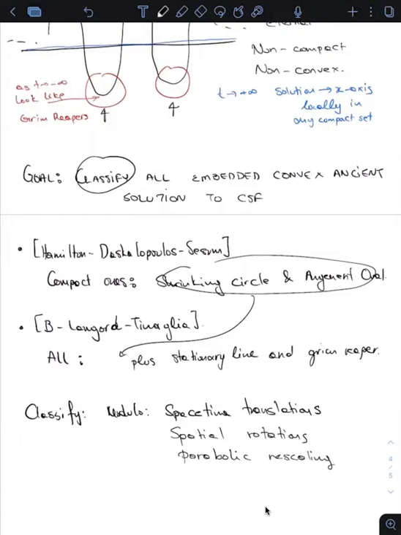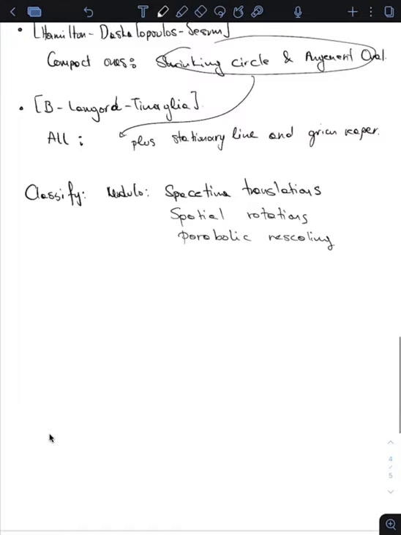Okay, so these three operations, they give you families of solutions. So if you have a solution, you time translate it with respect to any t0, you get another solution. So we mod out these operations. Now, before we go into looking at the first theorem, the Hamilton-Daskalopoulos-Sesum theorem, I want to briefly mention some things that we're going to use on convex curves. And we'll end this first lecture with that.